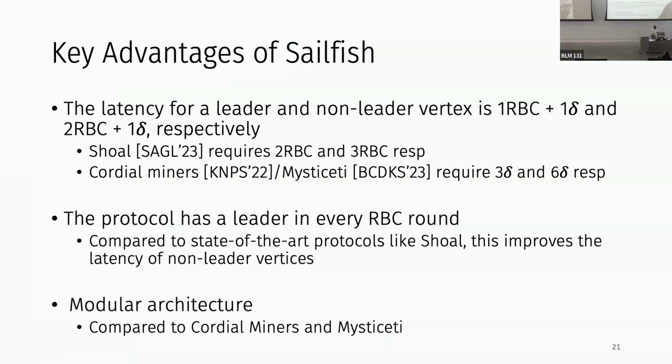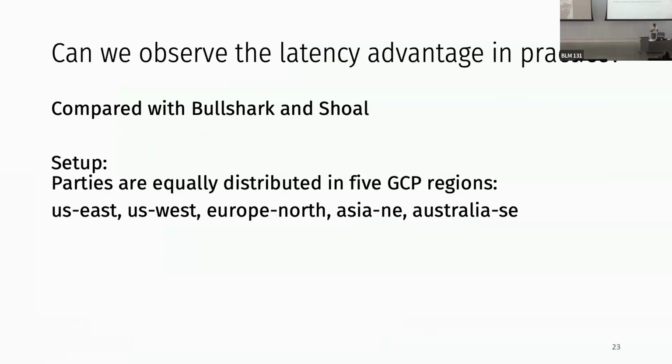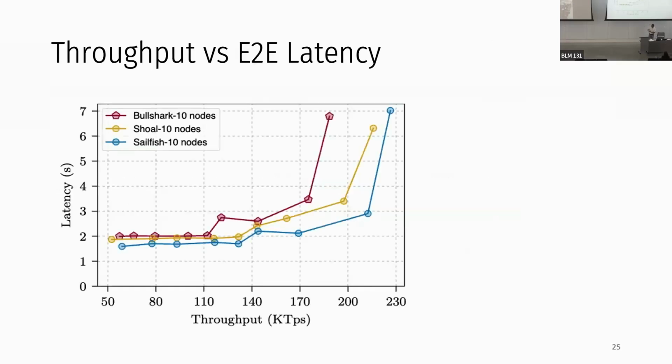So the final thing that I want to mention is the performance results. We spoke about things happening in theory. Can we observe these latency advantages in practice? We compared our results with Bullshark and Shoal, and we actually modified Bullshark's code to accommodate Sailfish. We set up our experiments in such a way that all of them were geo-distributed in 5 GCP regions. And here's a quick graph that we have. On the x-axis, you have throughput, and on the y-axis, you see latency. There are 3 different curves over here, one for Bullshark, one for Shoal, and one for Sailfish.